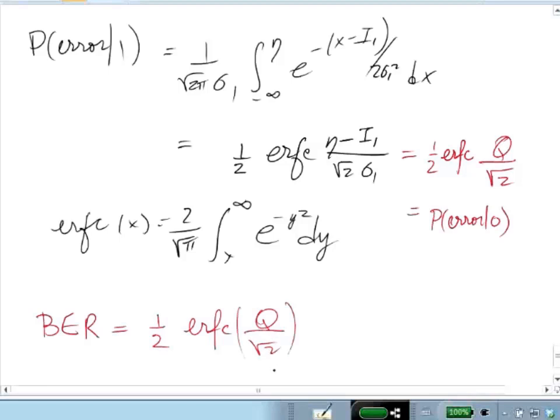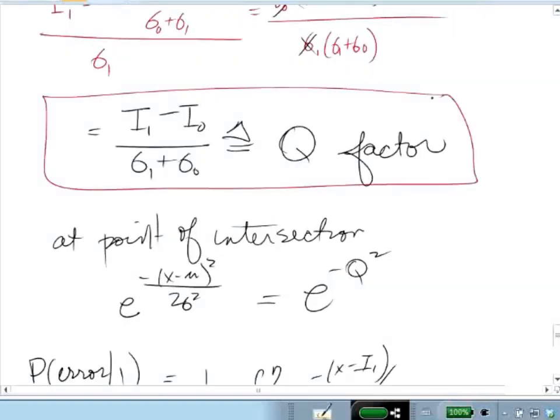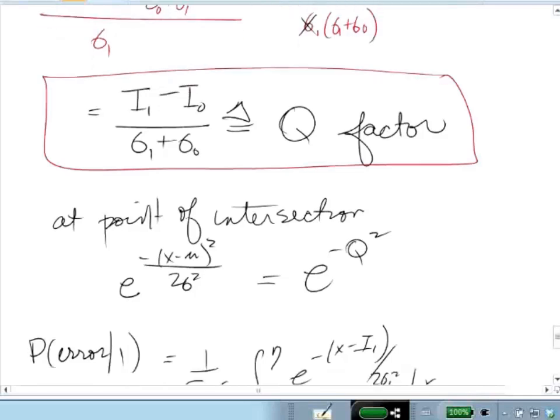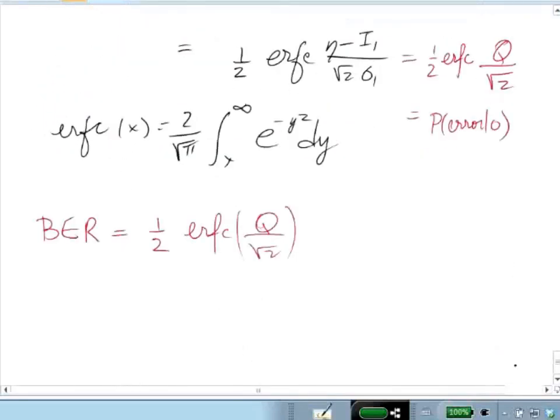And if we interpret the Q function, we can see that this Q function has the characteristics of a signal-to-noise ratio, because we have the separation of the two signals in the numerator. So the farther apart the signals are, the larger the signal power for discerning between the two. And in the denominator is the noise, sort of combined noise for the logical 0 and logical 1. So this Q factor makes a lot of sense as a measure of quality.